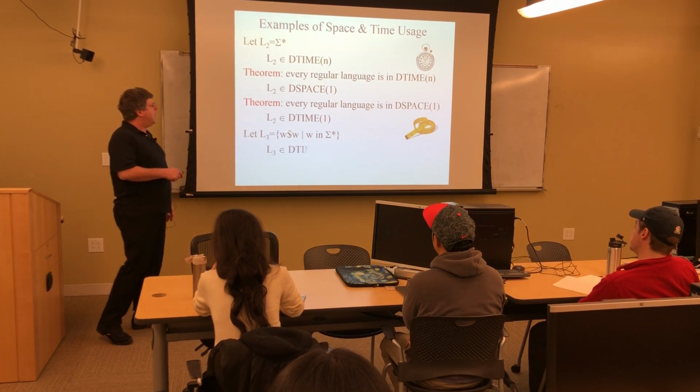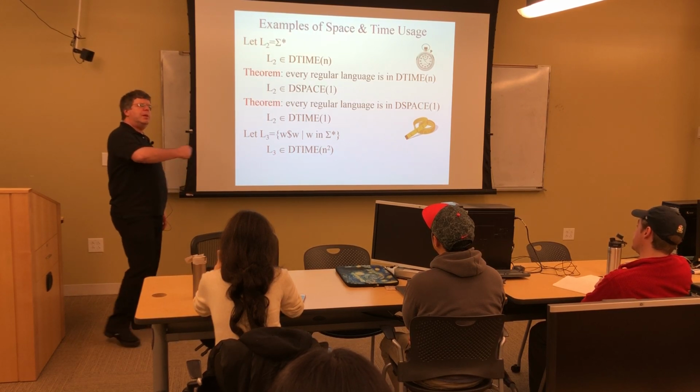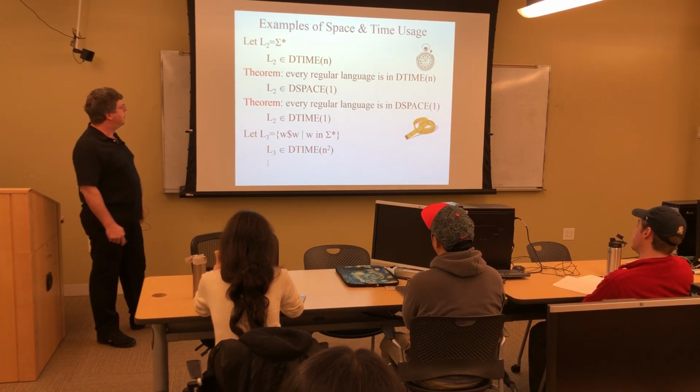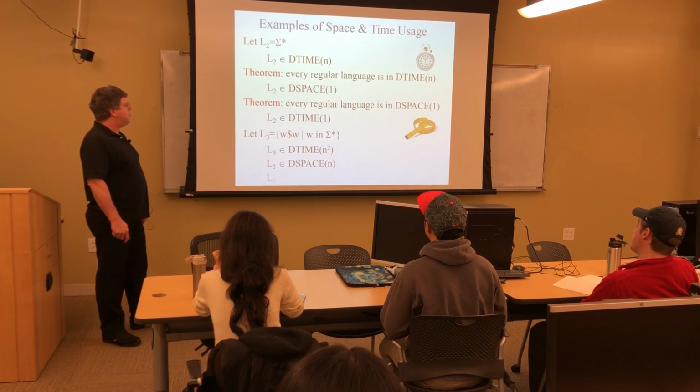So for example, ww, you can recognize it in quadratic time by going back and forth from one w to the next, marking as you go, comparing the first w to the second w. And you can do all that in linear space as well.